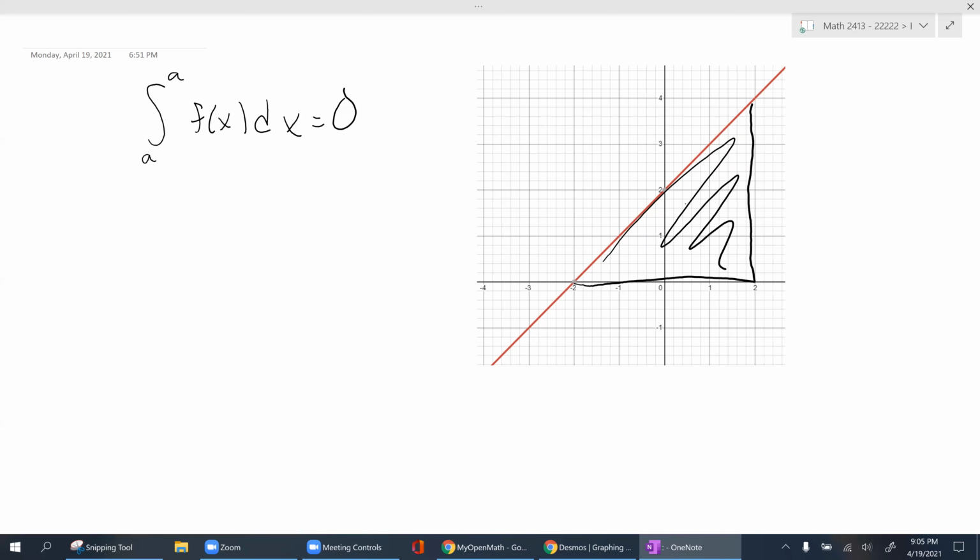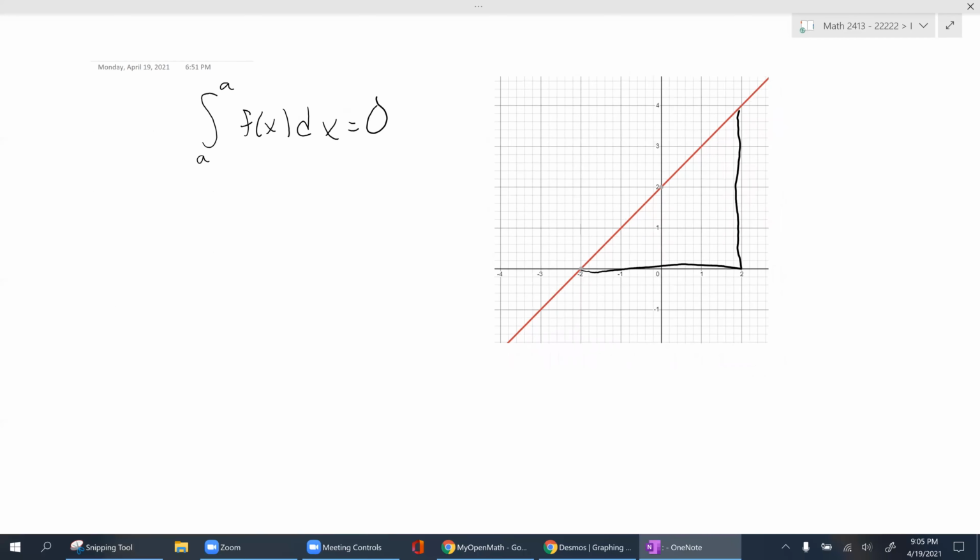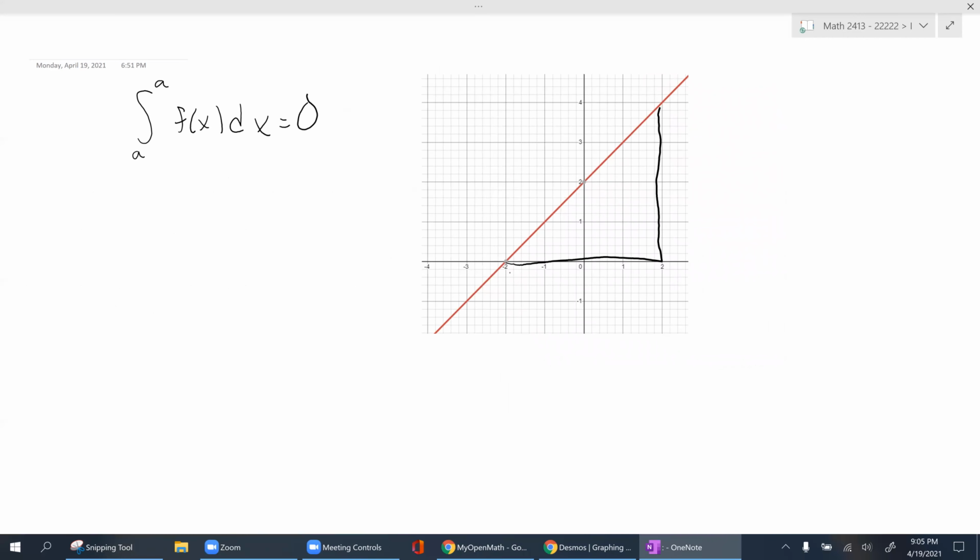Using geometry, the base is 1, 2, 3, 4. 4 times my height, 1, 2, 3, 4, divided by 2 because it's a triangle, so this is 16 divided by 2. This is 8. It's still above the curve, so it doesn't matter. These endpoints are negative, don't let that throw you off.